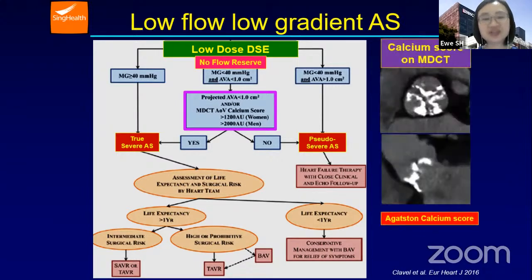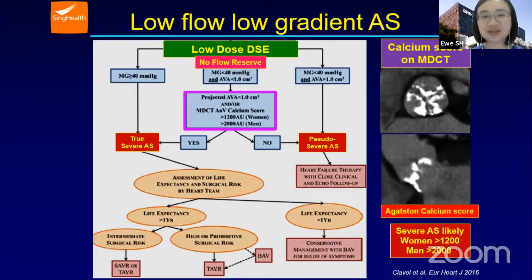So we go to the next measurement, such as that of calcification of the aortic valve. If the valve is very calcified, as seen here on the right panel, then you know that this is very severe aortic stenosis. Now, by definition, in a woman a calcium score of less than 1,200, and in a man less than 2,000, is not severe, but above this is considered severe.